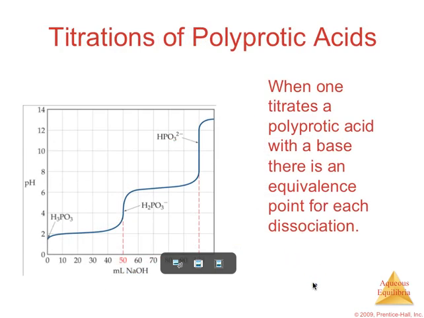Polyprotic acids. When one titrates a polyprotic acid with a base, you get an equivalence point for each dissociation. And depending on the acid, you can get a pretty curve like this. Sometimes it's difficult with the polyprotics.